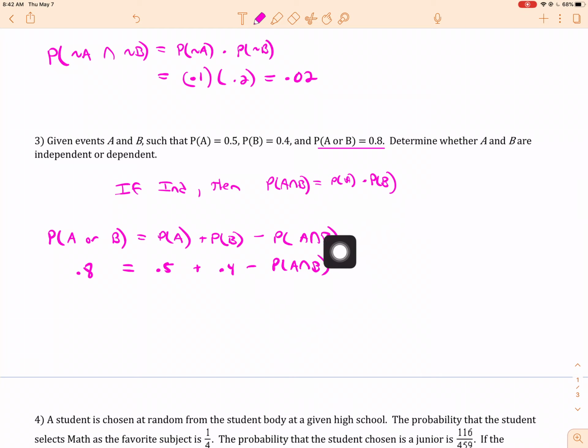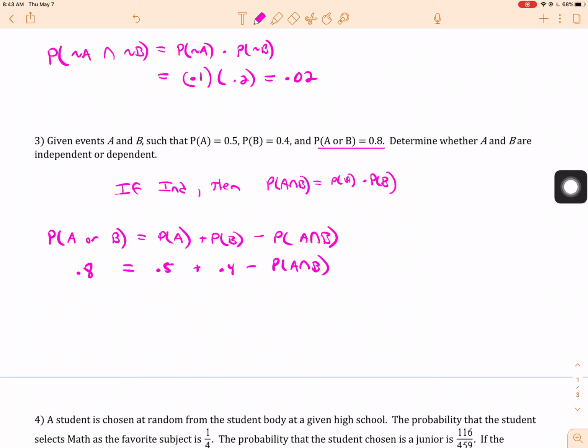So this right here, probability of A and B, 0.5 plus 0.4 is 0.9. For this to be independent, then when you multiply them, it should come out to 0.1. If you multiply the numbers A and B and you get 0.1, then it is independent.